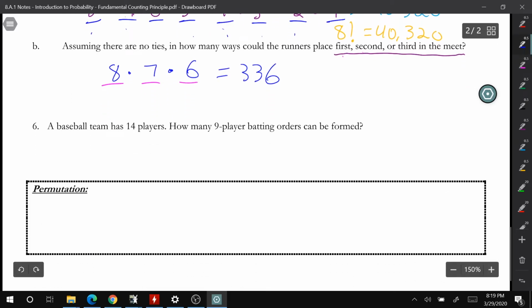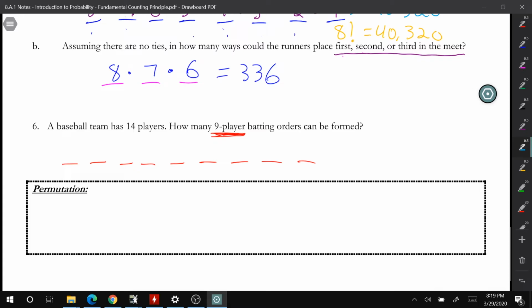Now, number 6, we have a baseball team that has 14 players. How many 9-player batting orders could be formed? So we can only pick 9 of them. So I'm going to have 9 blanks. So if I have to pick 9 players and I have 14, that means some are going to get left out. So for my first person in the batting order, I have 14 options that I could pick.